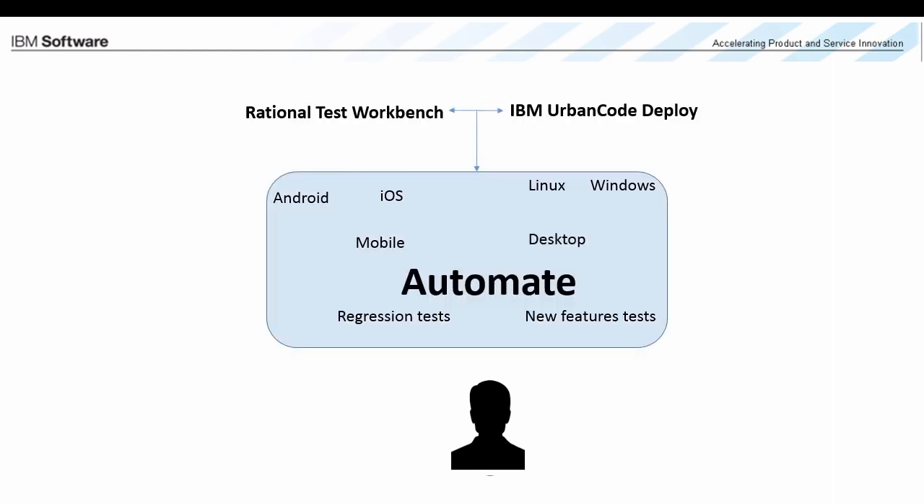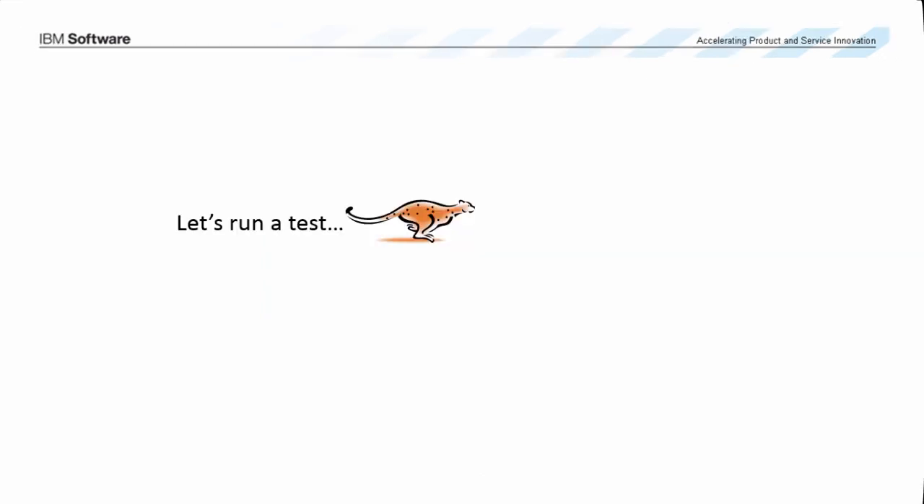With Rational Test Workbench Eclipse client and UrbanCode Deploy, you can automate a large number of your tests. For example, you can schedule weekly regression tests to run every Friday. You will now see how to run a mobile test from UrbanCode Deploy.